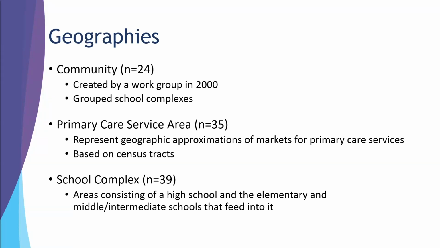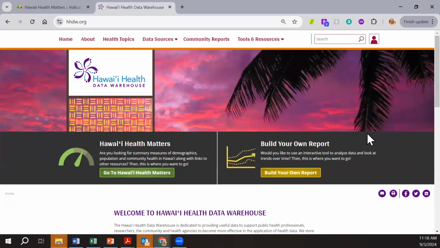And then lastly, we have the school complex level, which consists of 39 units. And each of these units includes a high school and the elementary and middle or intermediate schools that feed into it. All right, let's take a look at HHDW.